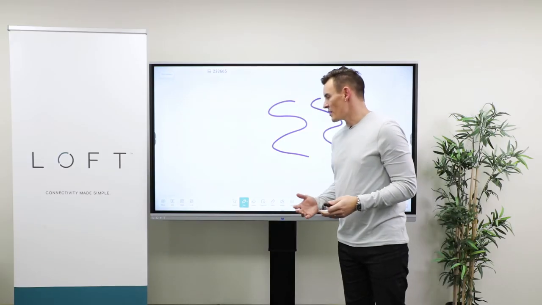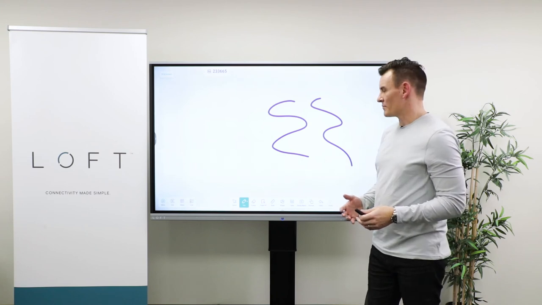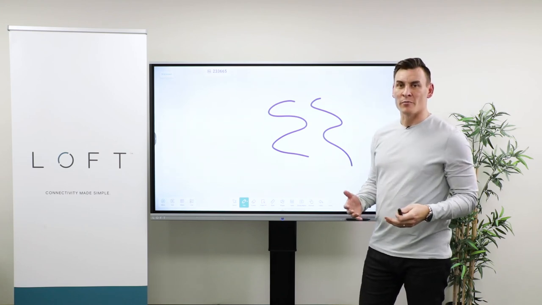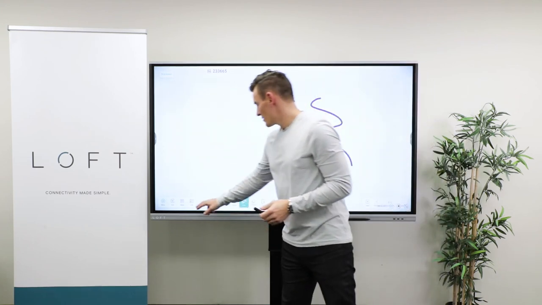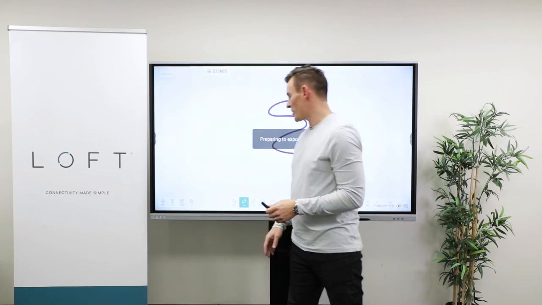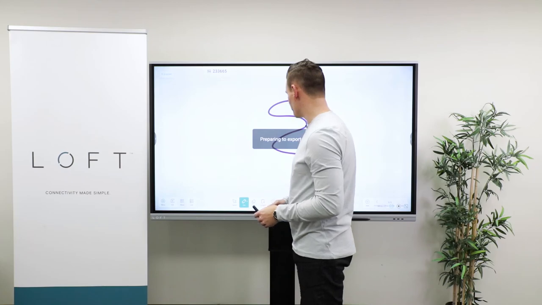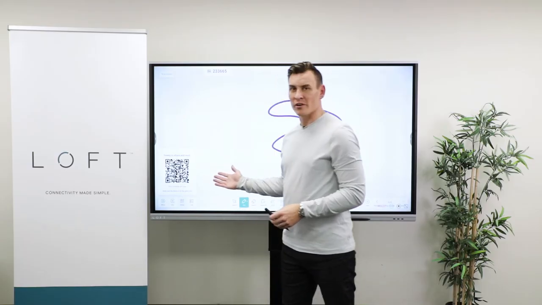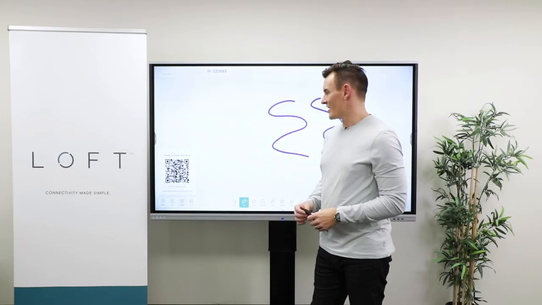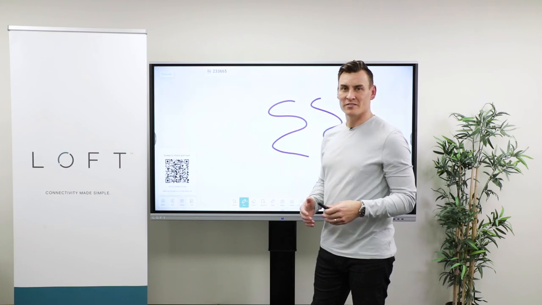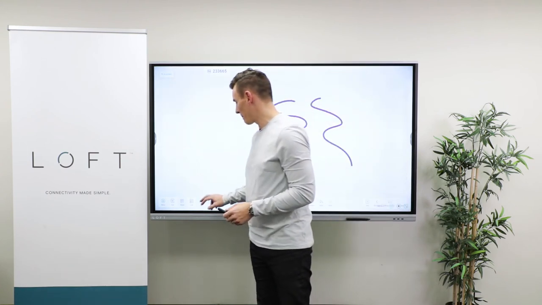Once I'm done drawing, I've done my meeting, I want to bring my work with me. Got a number of ways to do that. One quick and easy way, I hit the share button in the bottom corner and I have a QR code that's going to come up. Scan the QR code on my mobile device and I can email, text, share my information that way.